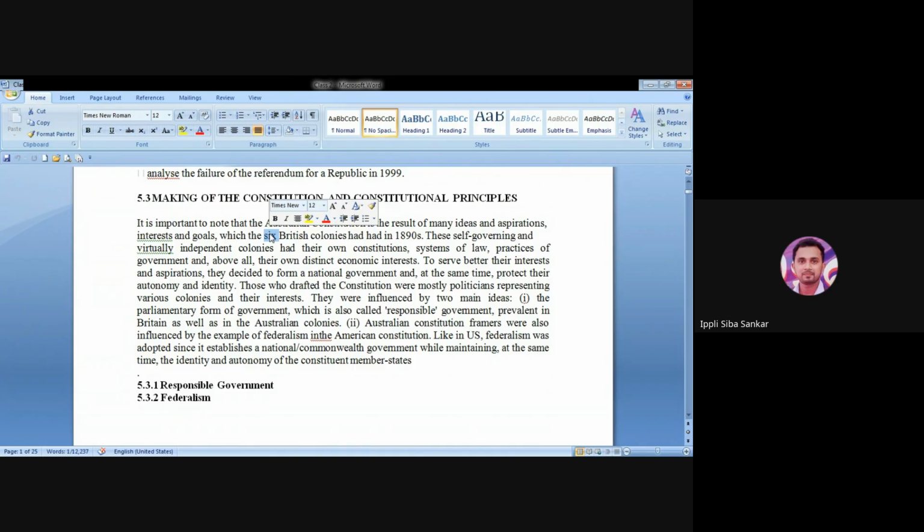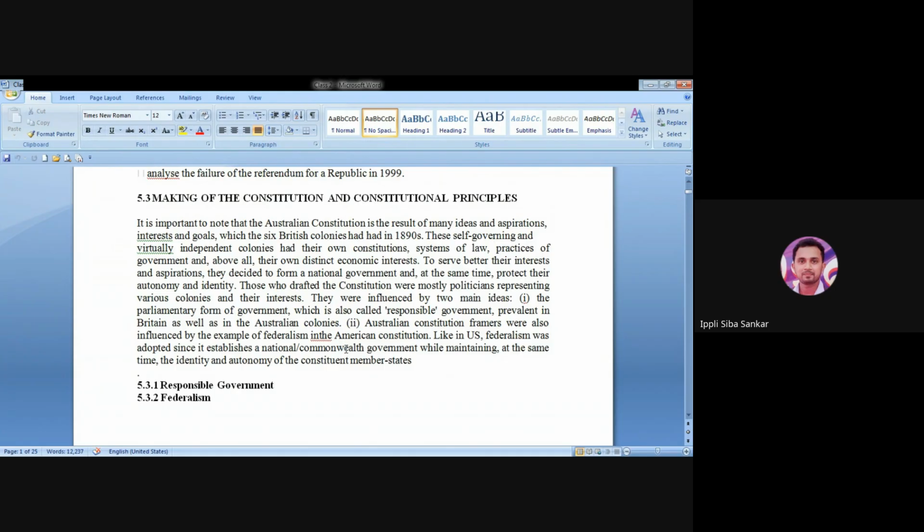These self-governing and virtually independent colonies had their own constitutions. Previously, these six colonies had their own constitution, system of law, practice, and government. Above all, their own distinct economic interests. They had their own written or unwritten principles, constitutions, and so on. So to better serve their interests and aspirations, they decided to form a national government.